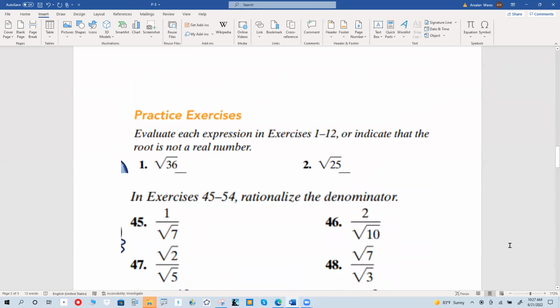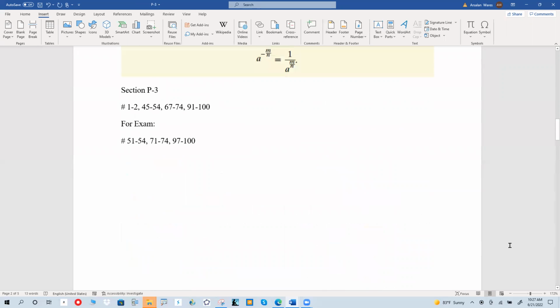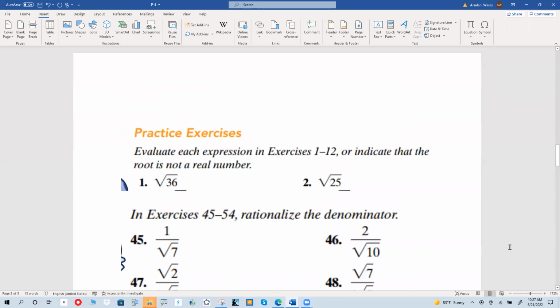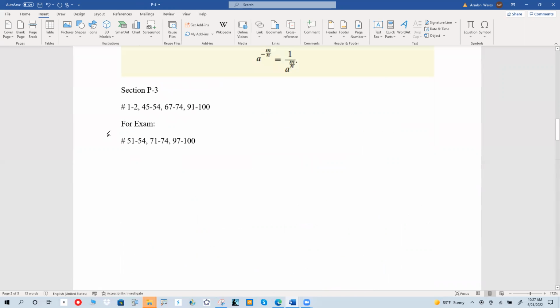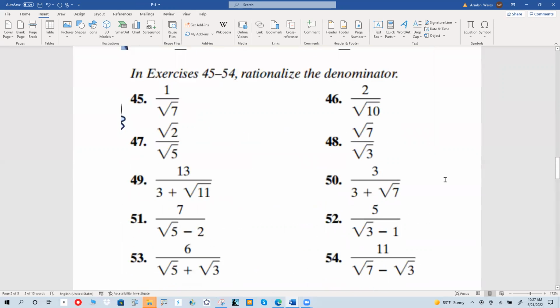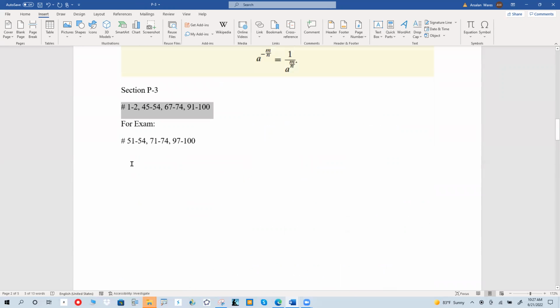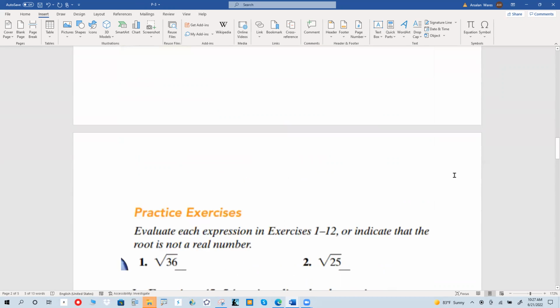Can you scroll down a bit more? Okay, yeah, I can. I'm going to check the number. So I basically assigned you 51 through 54. On the exam, 51 through 54, but let's focus on 45 through 54. I'll do anything from this group, the shaded group.